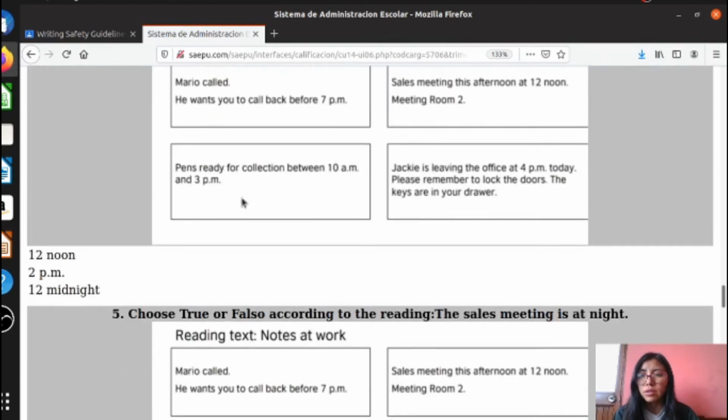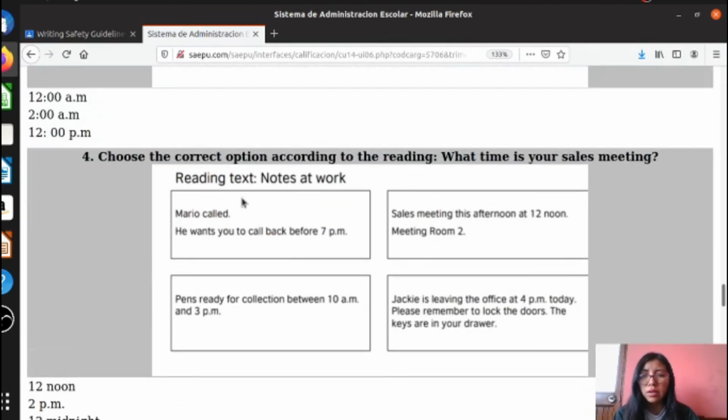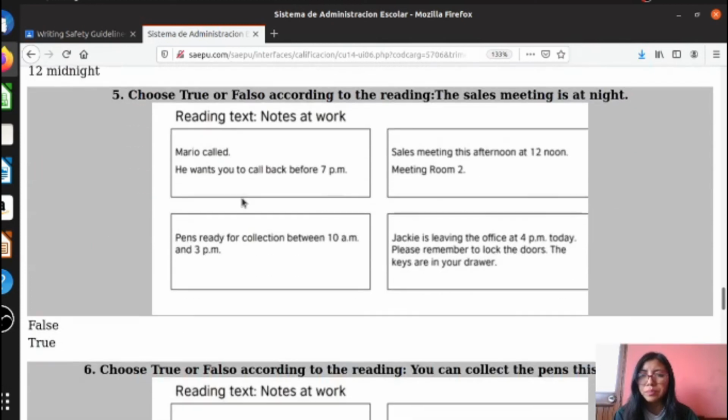Okay, so we are going to do, esta ya la hicimos. Choose true or false according to the reading. The sales meeting is at night. Okay, so sales meeting this afternoon at 12 noon. So look for in your dictionary what is the meaning of noon. That's right. Okay, so the sales meeting is at night. That is false. Okay.